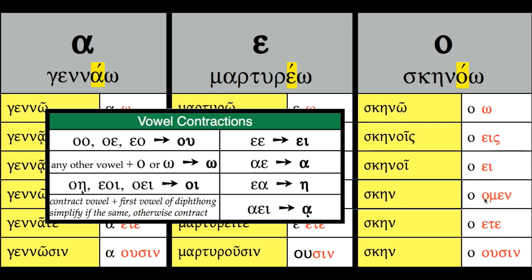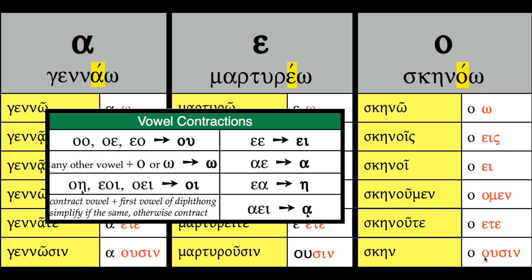Omicron plus omicron becomes ou. Let's go, skenoumen. Let me get the accent there, since that's important to see, because that accent, that circumflex, will tell you contract verb. Skenoumen. Omicron plus epsilon, right here. So another ou, right? So omicron, upsilon, and then eta. Skenoute. Whoops, we don't need the there. That went away, didn't it? So skenoute.